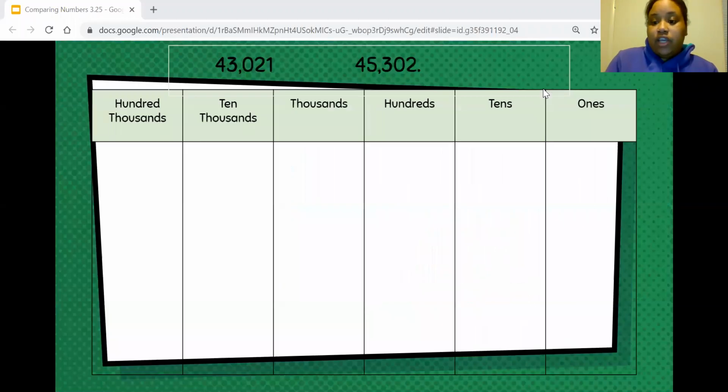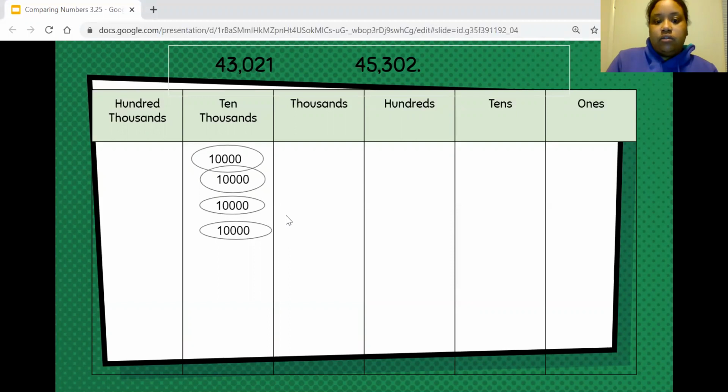Now, okay, Rocketeers, we're going to be comparing two numbers, 43,021 and 45,302. First, Rocketeers, I would like to build on those numbers, practicing good habits from yesterday's lesson from Mr. Jones of writing numbers in expanded form. Using expanded form helps me compare numbers because it lets me see the value of each digit. I have 4 10,000s, 3 thousands, 2 tens, 1 one.